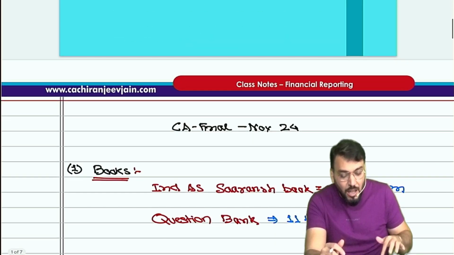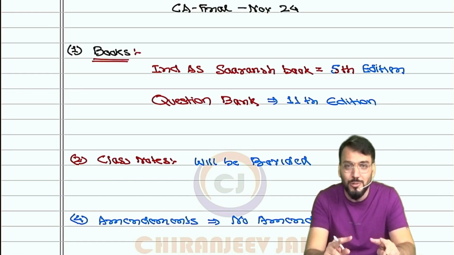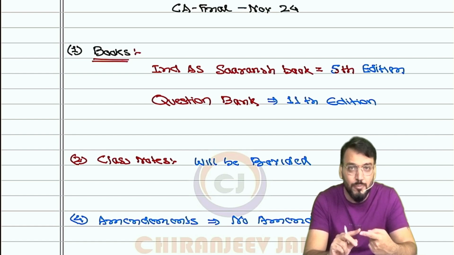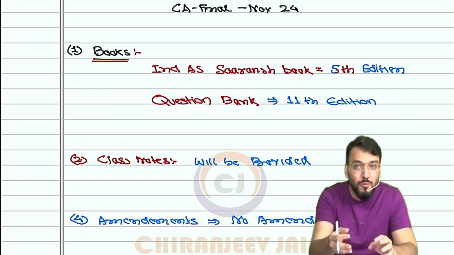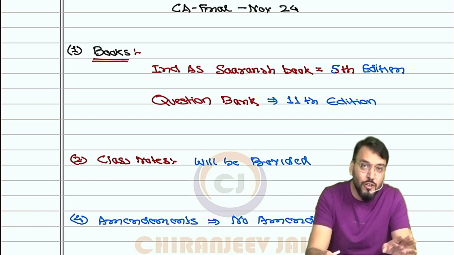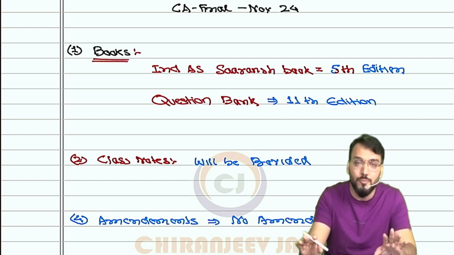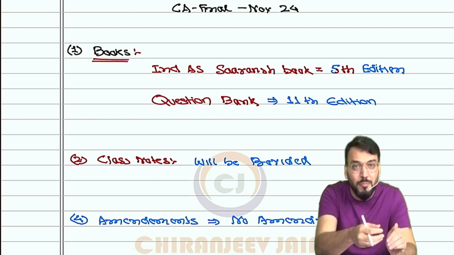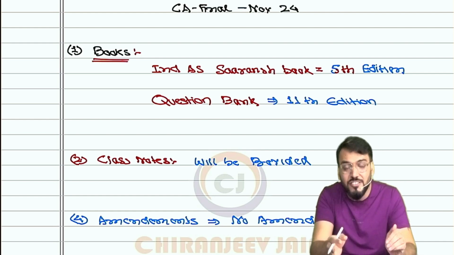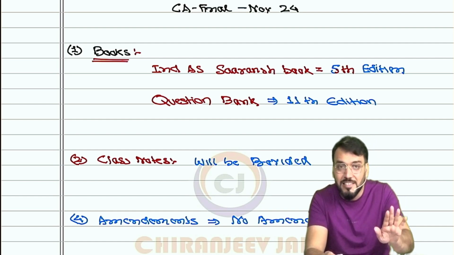Let us start. Now coming to the discussion, the first question is about books. You all know that we provide two sets of books: one is the India Saaransh book, and the second is the question bank. For the India Saaransh book, for November 2024 we have the 5th edition, and for the May 2024 exam we had the 4th edition, but there are no changes in the India Saaransh book. So if you are referring to our 4th edition India Saaransh book which was applicable for May 2024, there is no need to change from the 4th edition to the 5th edition. You can rely on the 4th edition India Saaransh book.